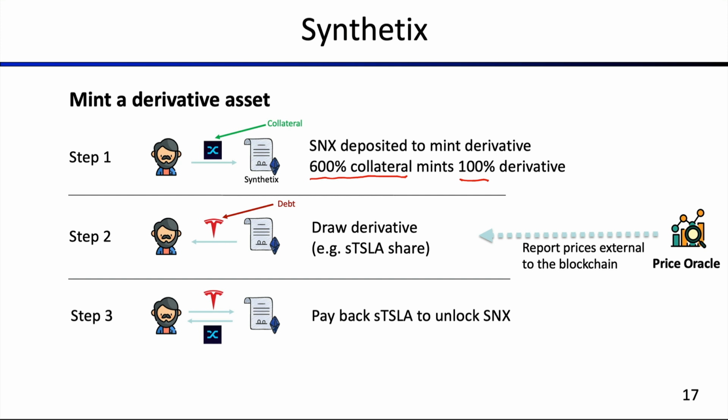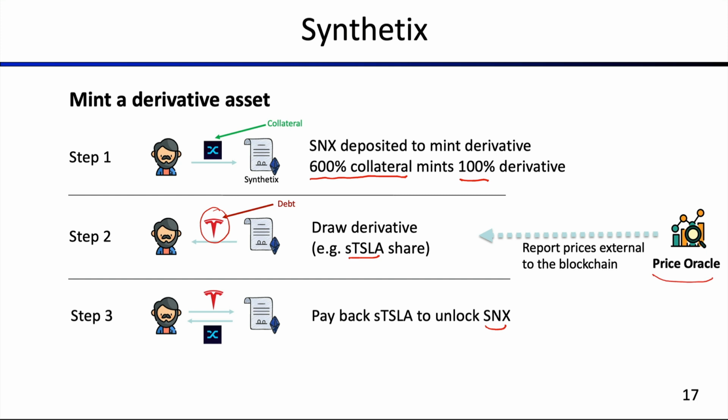Now if you deposited SNX, you can draw a derivative, for example, a Tesla share, and you need an external price oracle that can report, for example, the price of the Tesla share with respect to the SNX token, and then you can get a number of representative Tesla shares. If you want to pay back the Tesla share, you can then unlock your collateral, which is the underlying SNX.